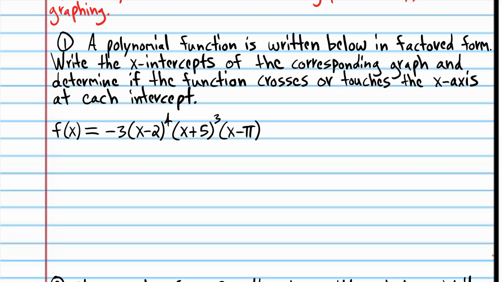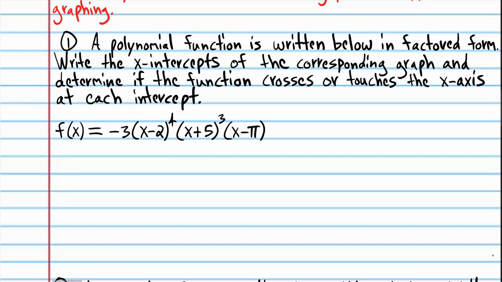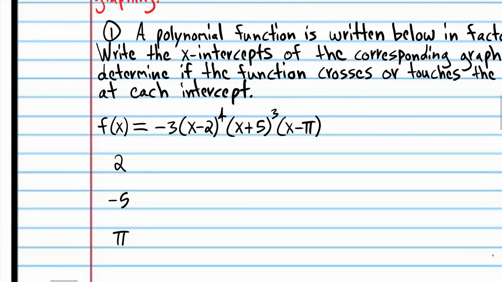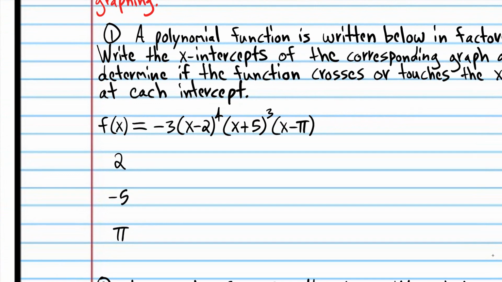Okay, we're back. So because this polynomial is written in factored form, we can see the x-intercepts. There are 2, -5, and pi. That's where the graph crosses, because if we plug in 2, we get 0. We plug in -5, we get 0. Plug in pi, we get 0, which makes f 0.